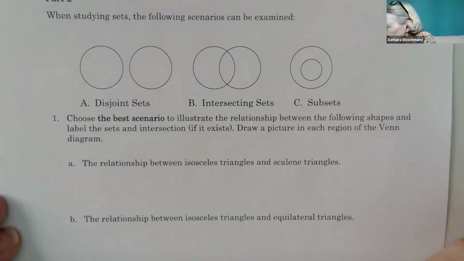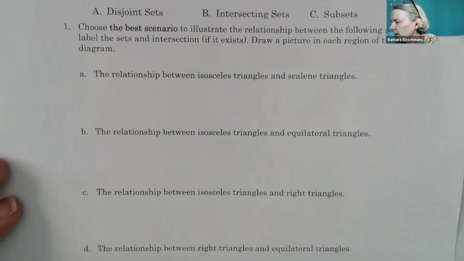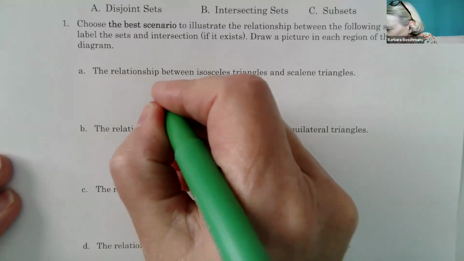The relationship between isosceles triangles and scalene triangles. Well, an isosceles triangle needs at least 2 congruent sides. Scalene triangles can have no sides congruent. That would therefore be disjoint.